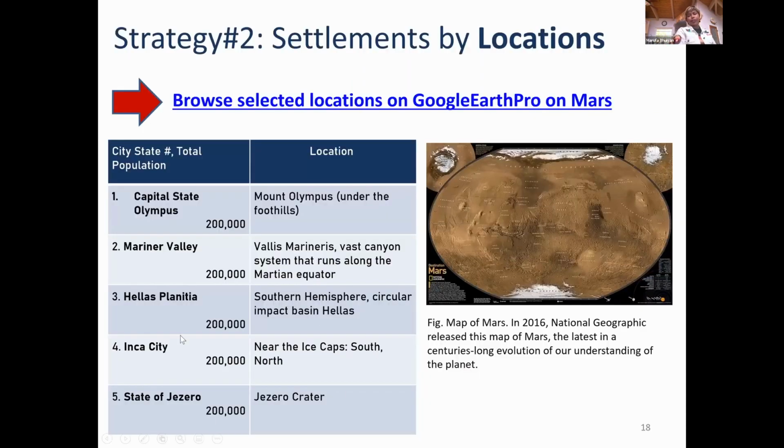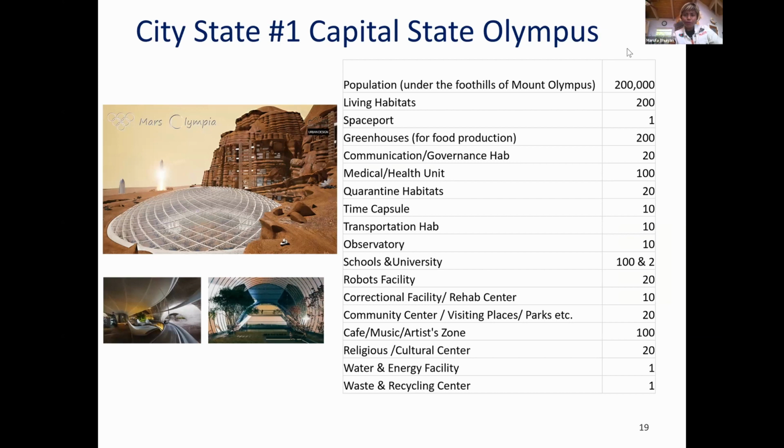The second strategy would be by locations. Here I have created a database of 5 different locations. Olympus Mons is the tallest mountain in the solar system, and there we have 200,000 people. Then Mariner's Valley. These are all locations we can pick based on the explorations we did in history. So in Olympus Mons, we have a population of, let's say, 200,000. We need living habitats for all these people, a spaceport, greenhouses for food, an observatory, I love observatories, and then we need universities and schools, they're important too.